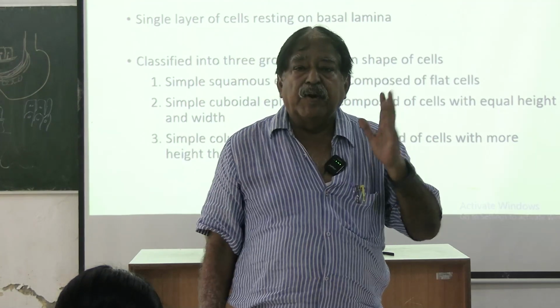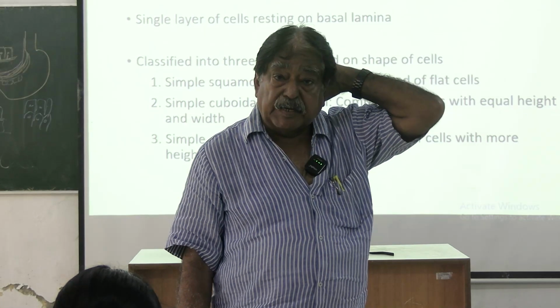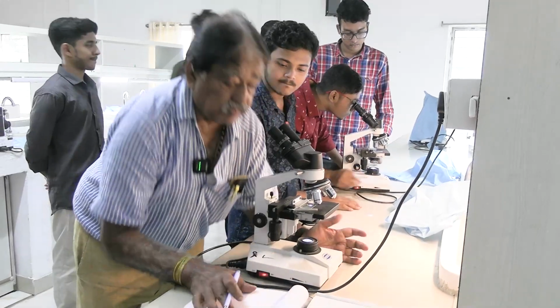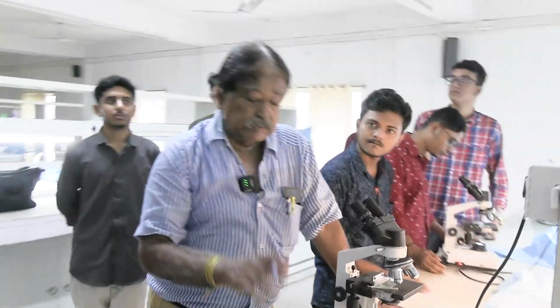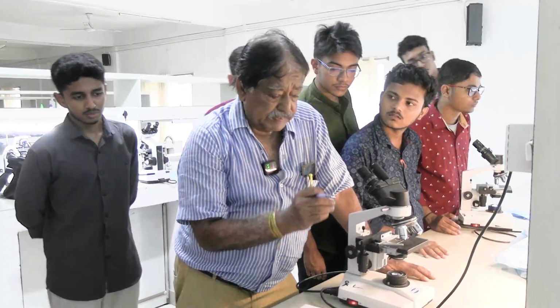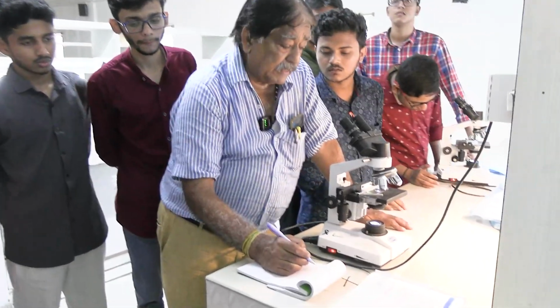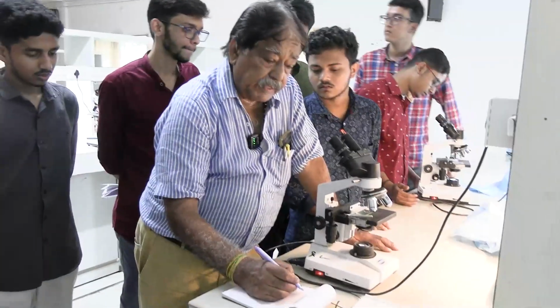Like you see, why I'm telling you, your Hrithik Roshan's biceps. The lighting is a bit disturbing. The light is disturbing. Now, what is this? It is a simple columnar epithelium.